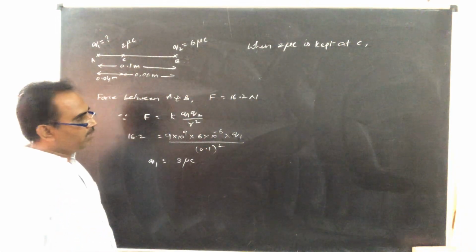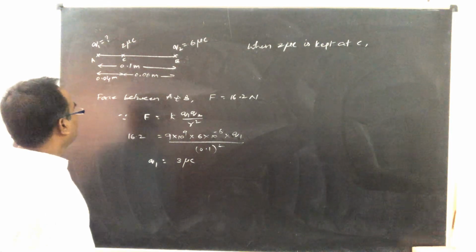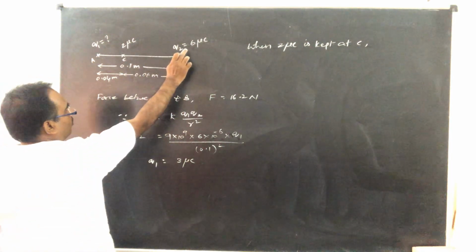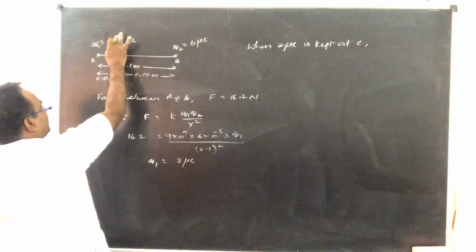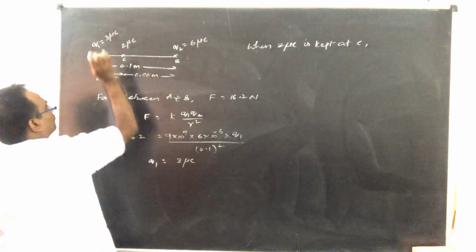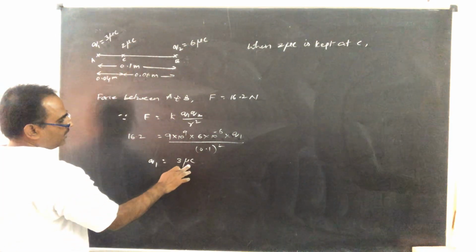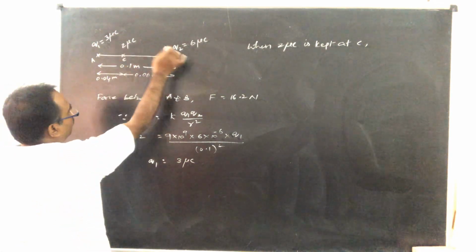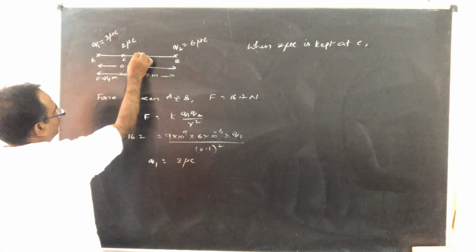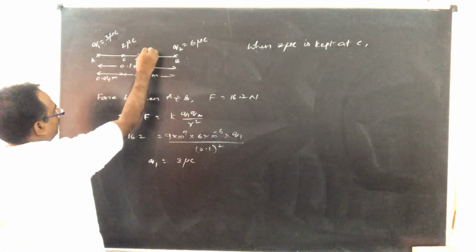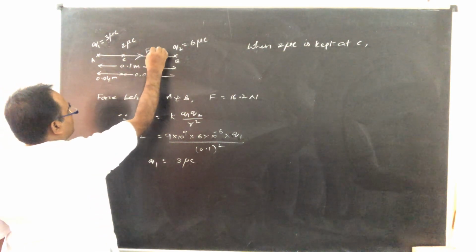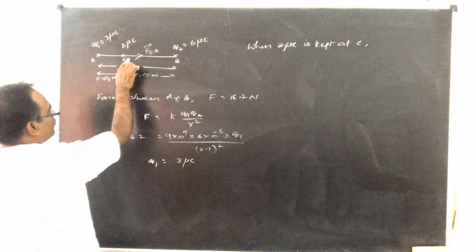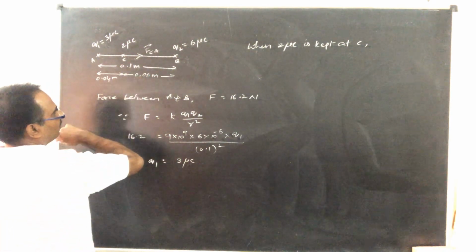When the 2 microcoulomb charge is kept at C, the force on this 2 microcoulomb charge due to this 3 microcoulomb charge here, we found Q1 is 3 microcoulomb. So due to this 3 microcoulomb, the force on this 2 microcoulomb charge will be in this direction. That is FCA. Force on the charge at C due to the charge at A will be in this direction.